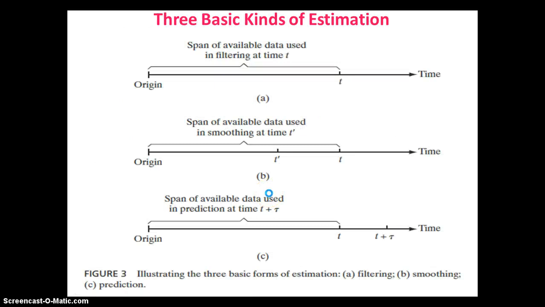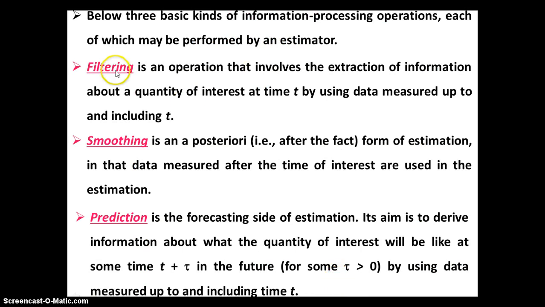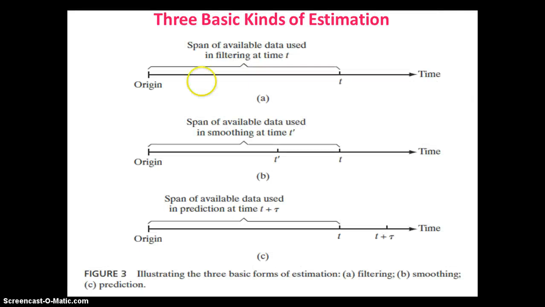Now the next topic is three basic kinds of estimation. Estimation plays an important role in adaptive filter theory. So here we have to learn three basic kinds of information processing operations: filtering, smoothing and prediction, each of which may be performed by an estimator. First one, A is filtering, B is smoothing, and C is prediction. Each of these may be performed by an estimator. Now we'll see one by one.